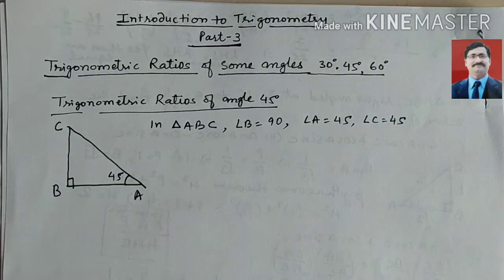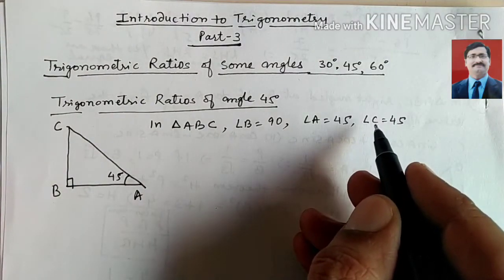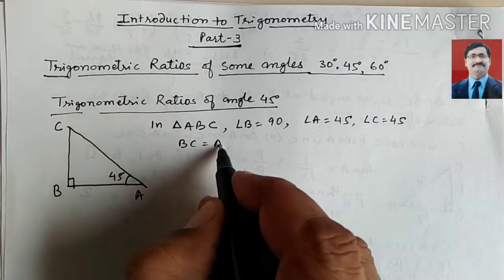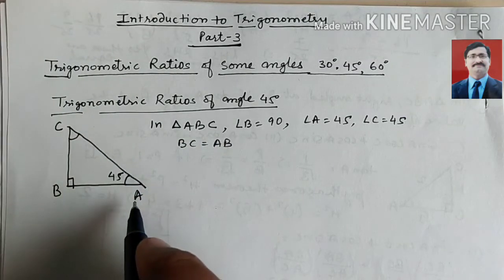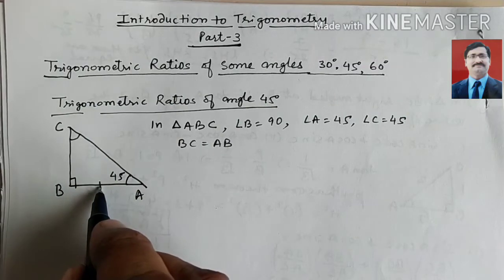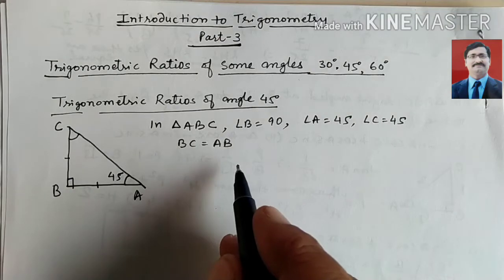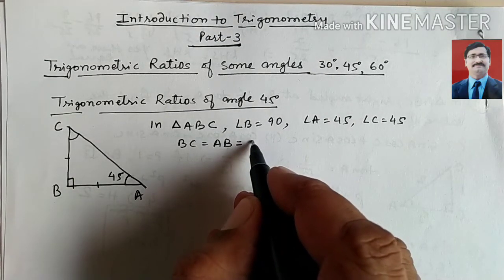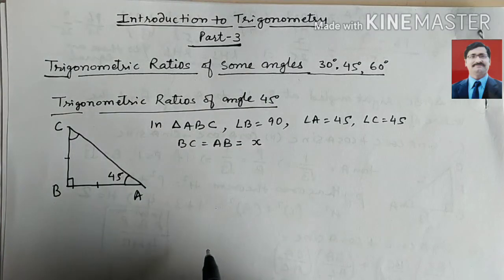Now angle A and angle C are equal, so you can say that BC equals AB. These angles are equal, which means it is an isosceles triangle, so AB equals BC. These are equal sides. Now suppose AB and BC are equal to X.